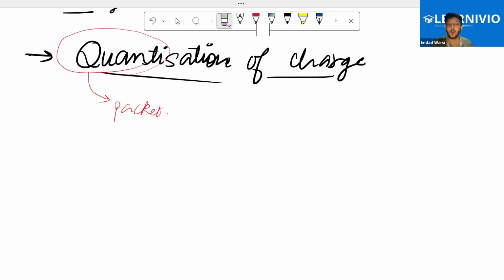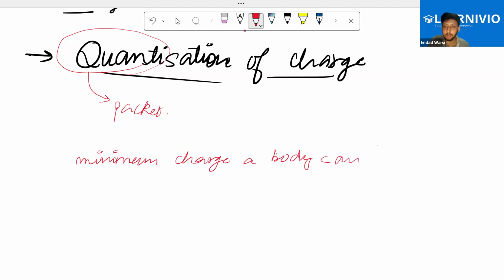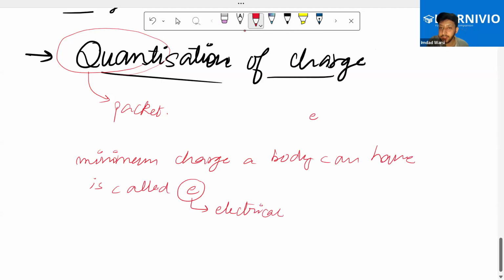Okay. So what is the minimum charge that a body can have? The minimum charge a body can have is called E. E means electrical charge, not electron. If I write E minus, this is electron. This is only E. Okay, don't get confused. So this E is electrical charge.